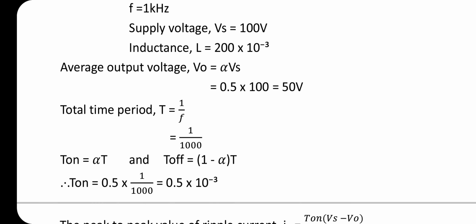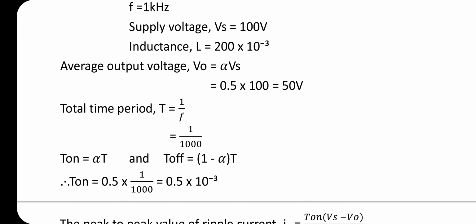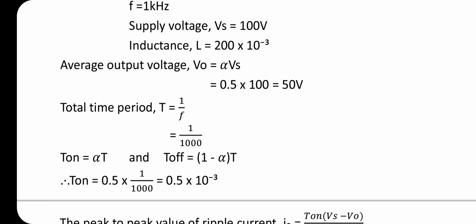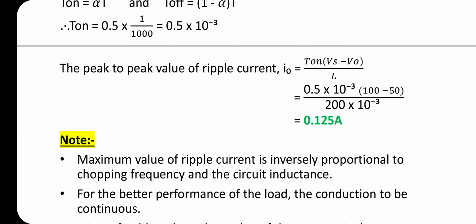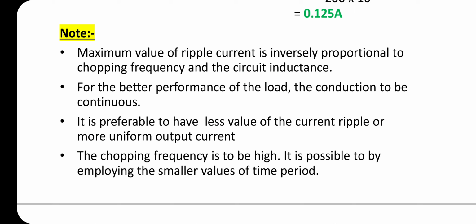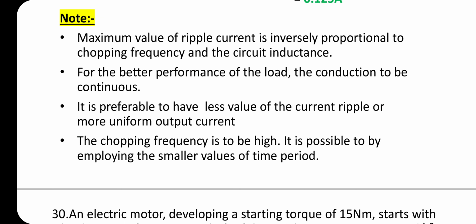Total time period T equals 1 by f. Substituting the value of f, we get total time period as 1 by 1000. T on equals alpha T and T off equals 1 minus alpha T. Therefore, T on equals 0.5 into 1 by 1000, which is equal to 0.5 into 10 raised to minus 3. The peak-to-peak value of ripple current I0 equals T on into Vs minus V0 divided by L. Substituting the values of T on, Vs, V0 and L, we get the peak-to-peak value of ripple current I0 as 0.125 ampere.